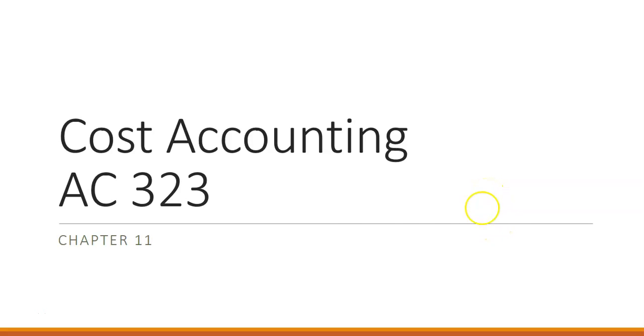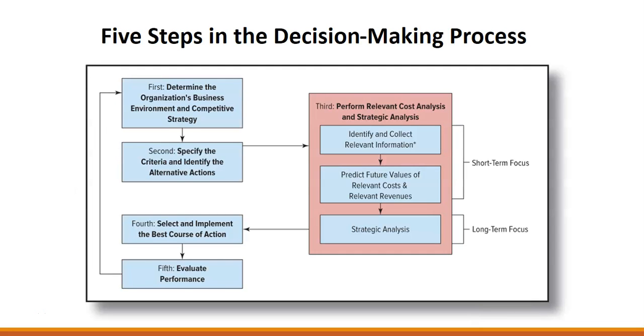In Chapter 11, we look at using relevant costs to make short-term decisions. We focus on the 5 steps in the decision-making process that we've seen in other chapters. So, of course, our first step is to determine what the strategy is. Second, specify what we're looking for and identify any alternative actions. Then the third, we want to look at the relevant information and make our decisions from the best course of action, and then come back and evaluate that process.